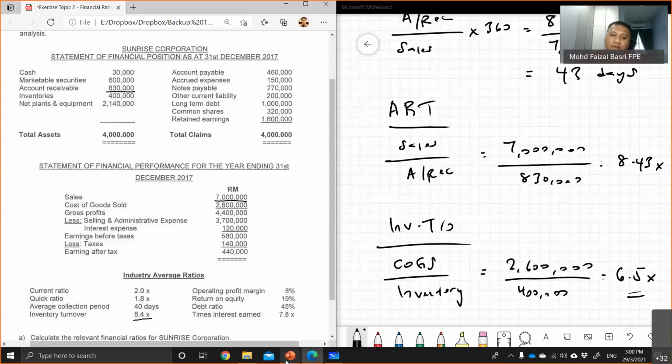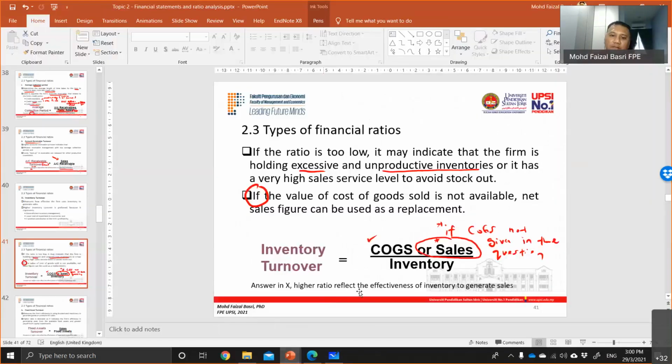So therefore, the company has less effectiveness in using their inventory to generate sales. That's how we comment.